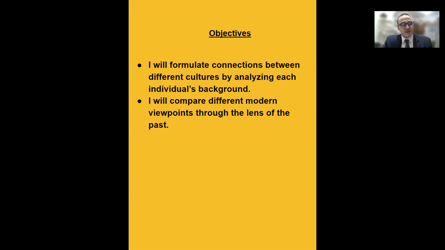Also, after that, our extension will compare it to the modern world. So you will be able to compare different modern viewpoints through the lens of the past, okay? We've got those opposing views of the Gilded Age, but keep in mind throughout the lesson today what this looks like today, and think of some present day examples while we're running through this.